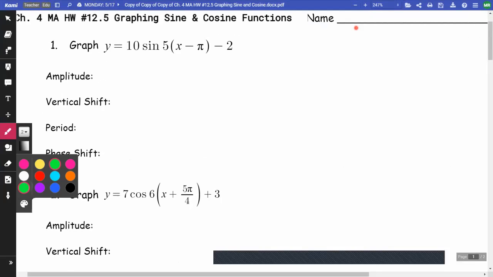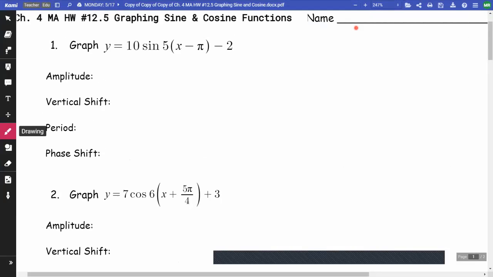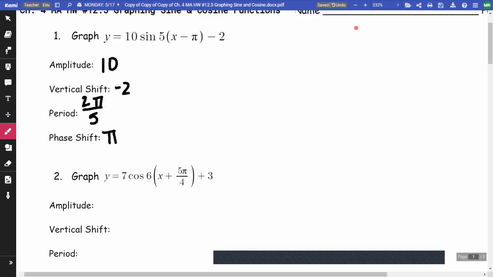Okay, so on this, the amplitude is 10. The vertical shift is -2. The period is 2 pi over 5, because that's our B. And my phase shift is pi. That's where we're going to start. So I'm going to be starting at pi.